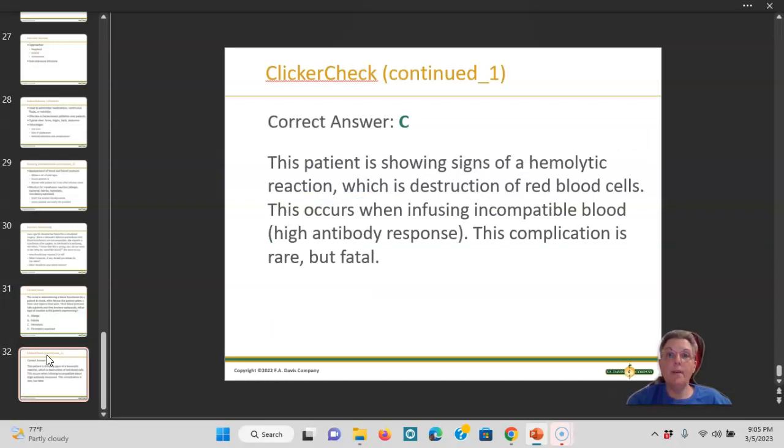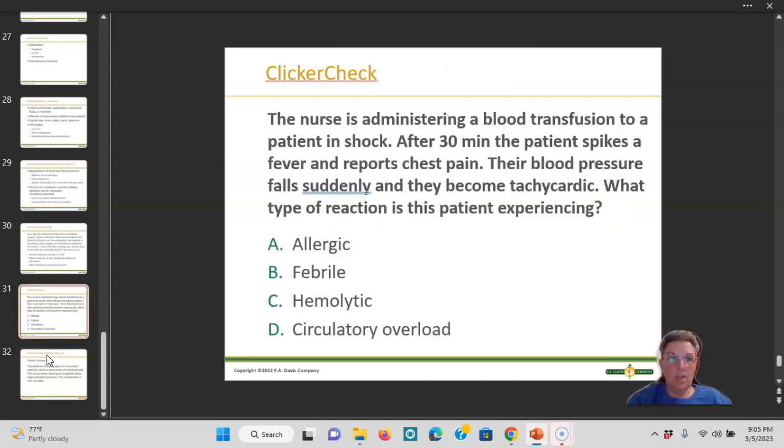So the most common is hemolytic, which tends to be the destruction of the red blood cells, and it occurs when infusing incompatible blood, which is a high antibody response. The complication is rare but fatal, so you need to take care of that. Hemolytic is the most common. Febrile would be just fever. Allergic would be more itchy. So if somebody is itchy, we usually give them the Benadryl to keep them from having that. But the key is that after 30 minutes it happened.